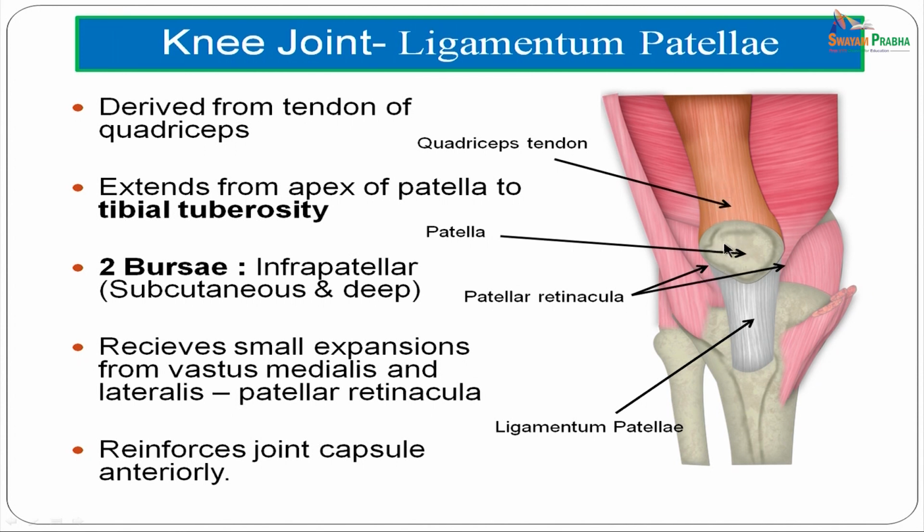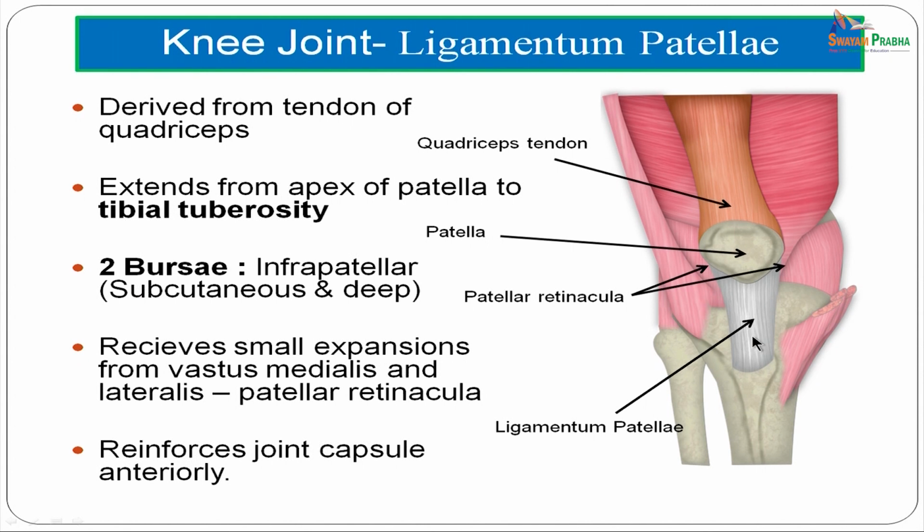It extends from the apex of the patella till the tibial tuberosity, and it has two bursae which are related to it. These include the subcutaneous and deep infrapatellar bursae. We will again have a look at these bursae when we study the bursae in relation to the knee joint.